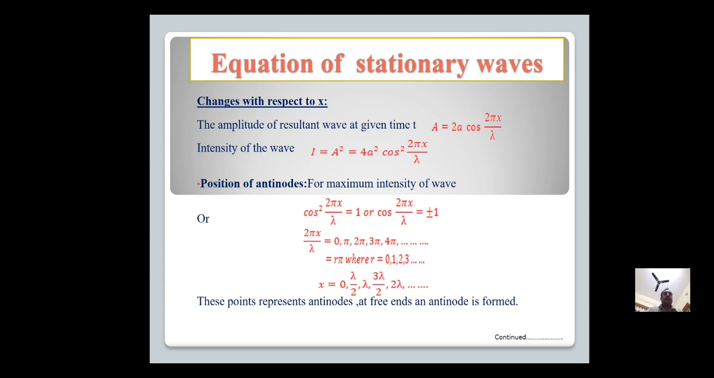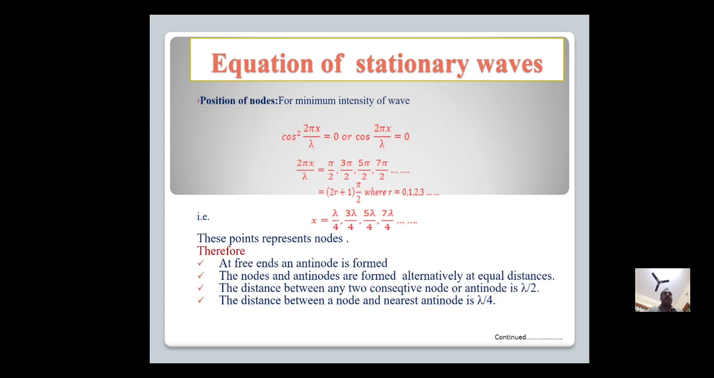That means these points represent the position of antinodes, and at free ends an antinode is formed because at x equal to 0 we get an antinode. So we see that at free ends an antinode is formed whenever the medium is free.